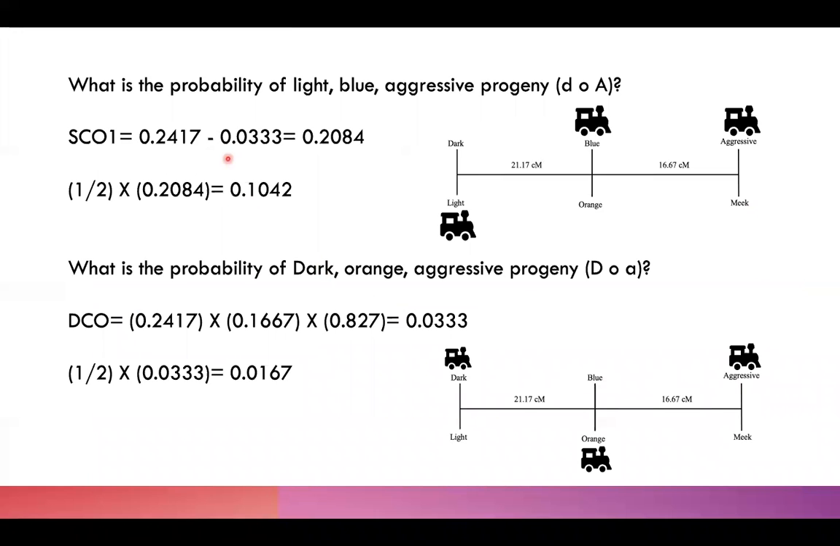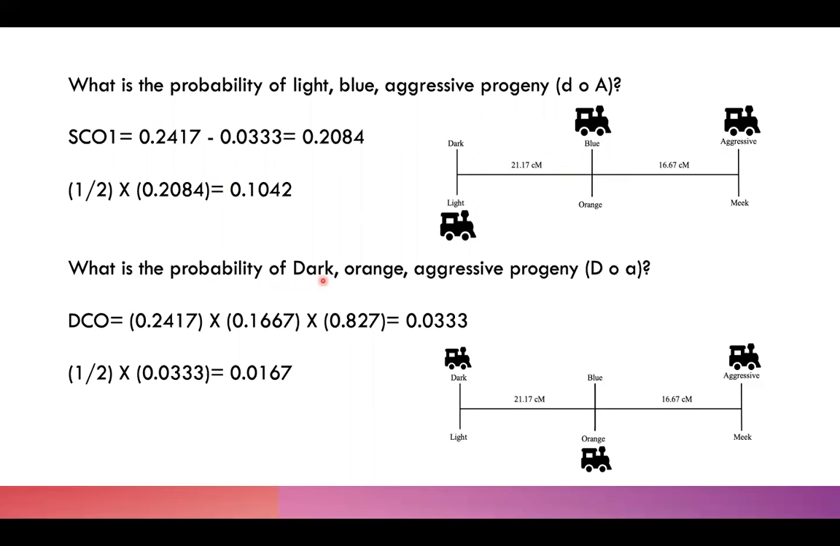So for example, what is the probability of light blue aggressive progeny? So when we look at the map, light is on the bottom, blue is at the top, and aggressive is at the top as well. So in order for the train to hit all 3 points, the train has to make a cross from light to blue in railroad 1, therefore making this a single cross event, and it can continue to aggressive no problem. So in order to find the probability of this specific route, we have to find the probability of a single cross event and then multiply it by half because we only want that single route.